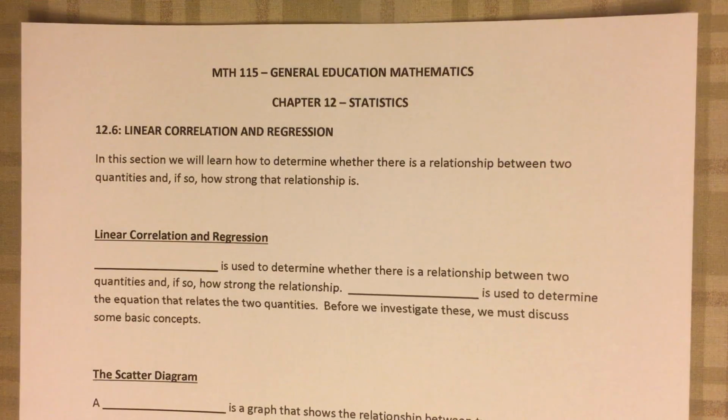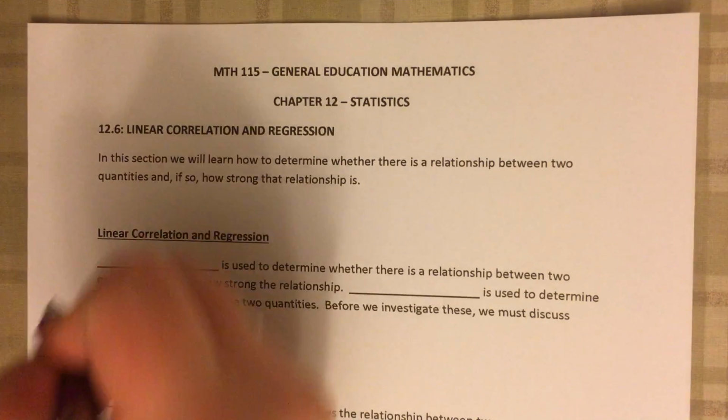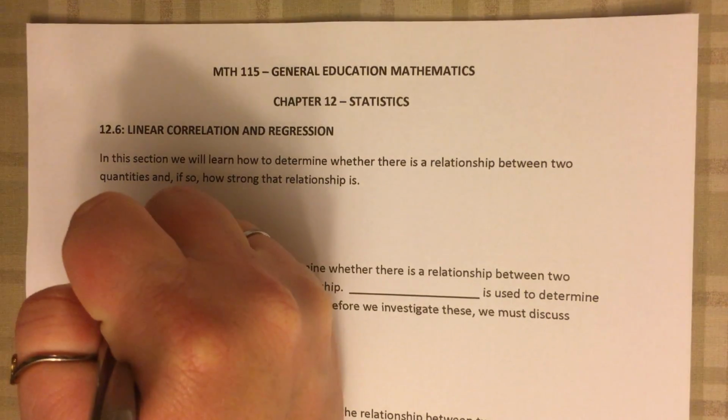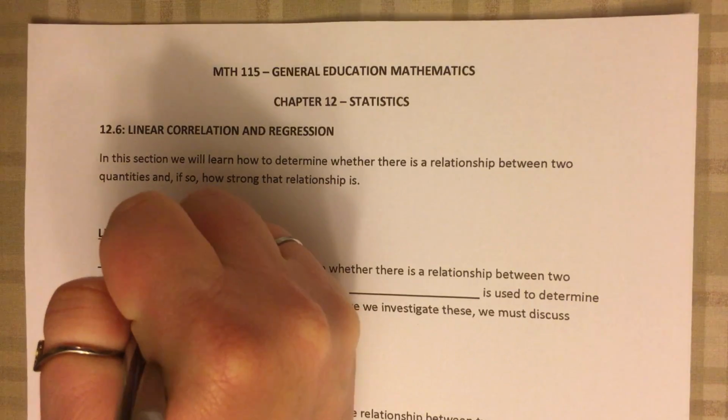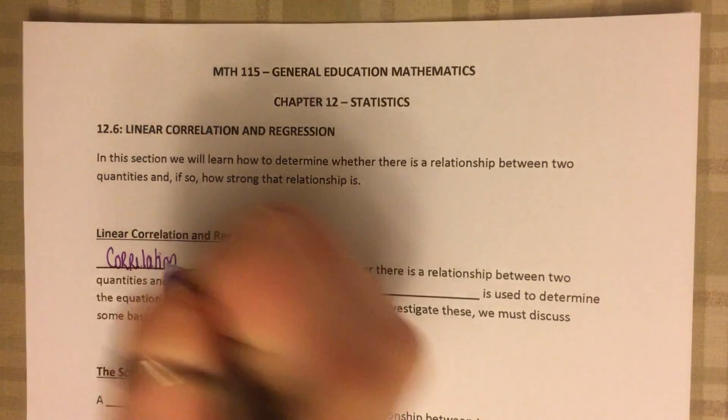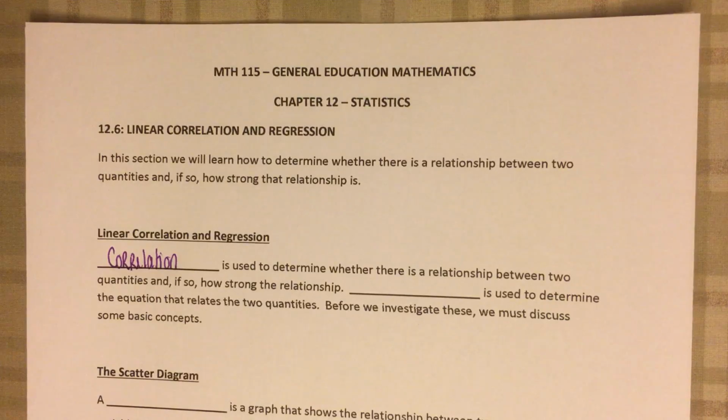In this section, we're going to learn how to determine whether there is a relationship between two quantities, and if so, how strong that relationship is. So to start with, some vocab. The first word is correlation. Correlation is used to determine whether there is a relationship between two different quantities, and if so, how strong the relationship is.